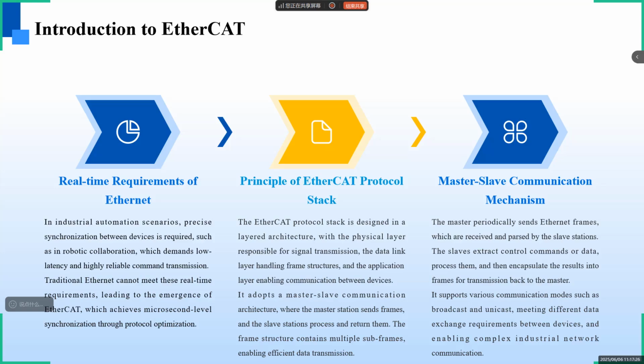Meanwhile, EtherCAT supports broadcast, unicast, and other communication methods, meeting data exchange needs between different devices. It can flexibly adapt to complex industrial scenarios.